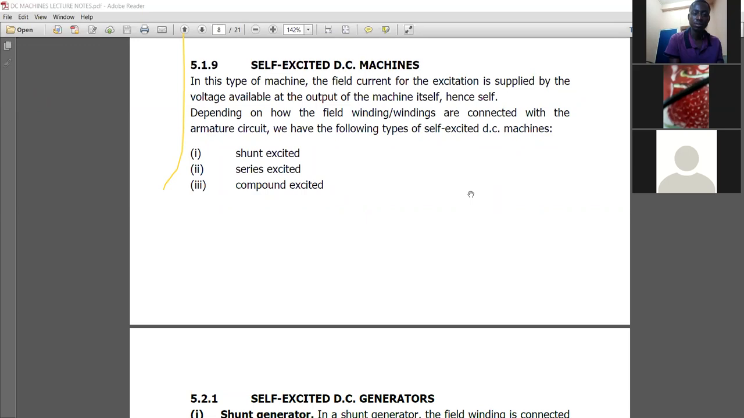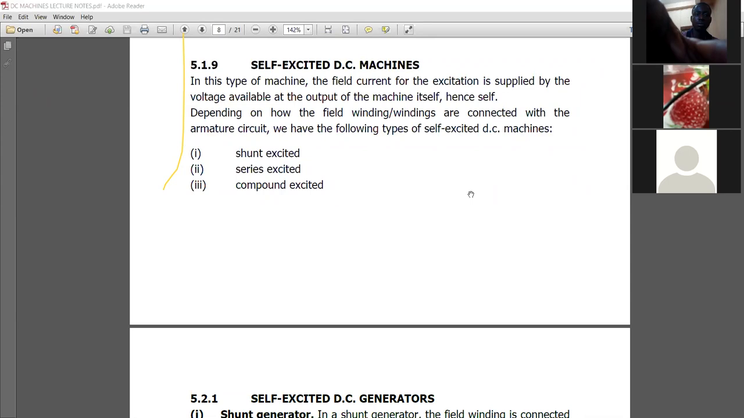Commutator segments and the brushes convert AC to DC, sir. Okay, so because of the commutation process, you are able to change your AC to DC. So do not forget, any generator that works on the principle of Faraday's law of electromagnetic induction will automatically generate electrical power in AC form.